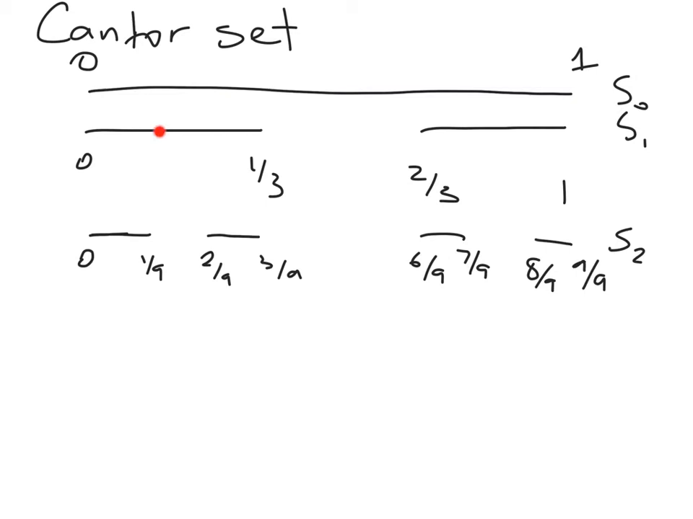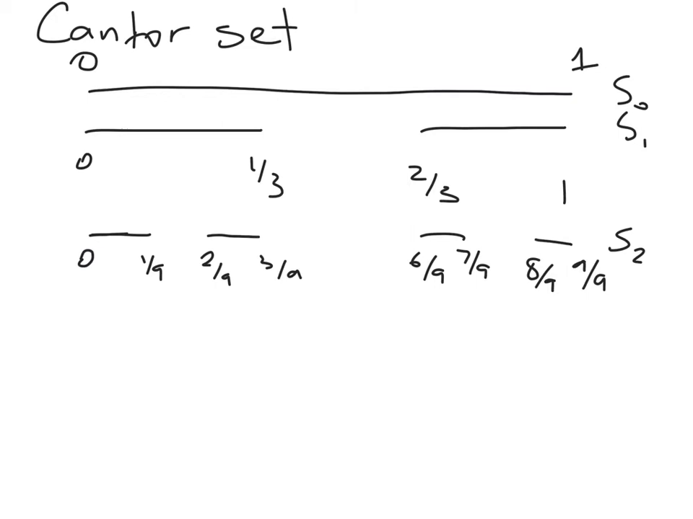But actually, we do the same thing with the set 2 thirds to 1. We split it in thirds, and we erase the middle third, and that leaves us with these two intervals. And so S2, our latest set, actually consists of four line segments. The Cantor set is a subset of this set, S2.